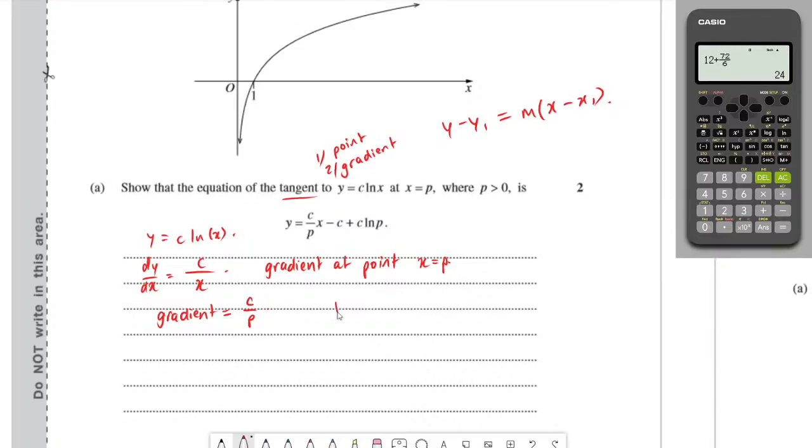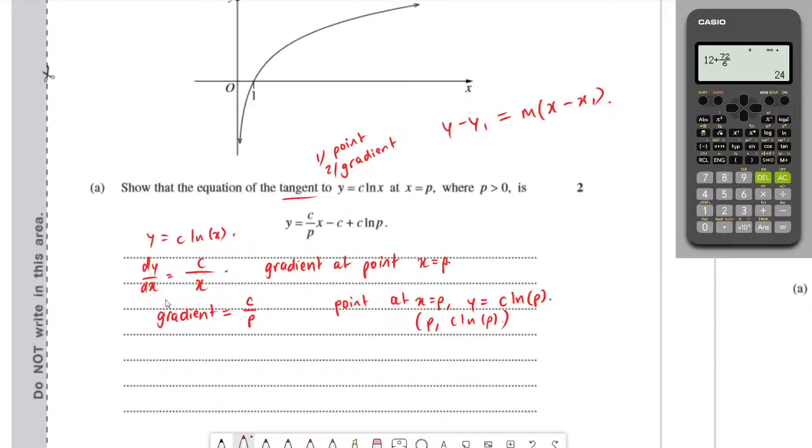So our gradient, now a point, so at x is equal to p, our y value is going to be c natural log of p. So this question itself is not actually too hard. And I'm going to stop here and mention this. It's not actually too hard because it's just applying the things that you should have learnt in class, but just with letters instead of numbers. There's no difference. You just substitute the letter wherever you see the number like you normally would.